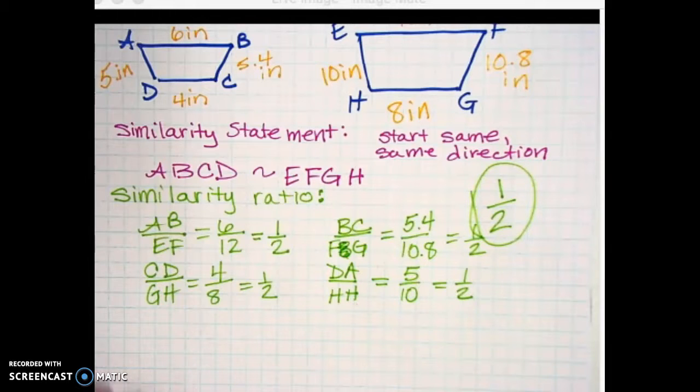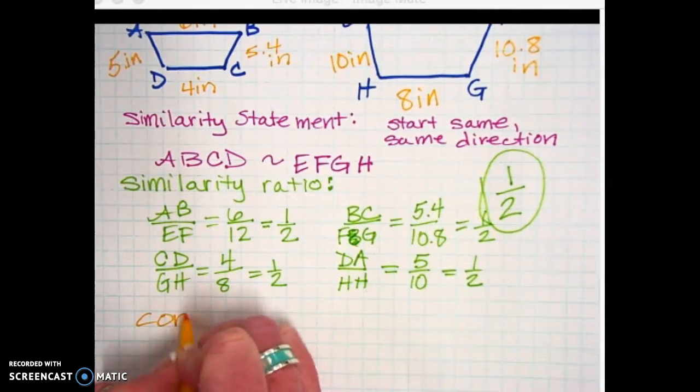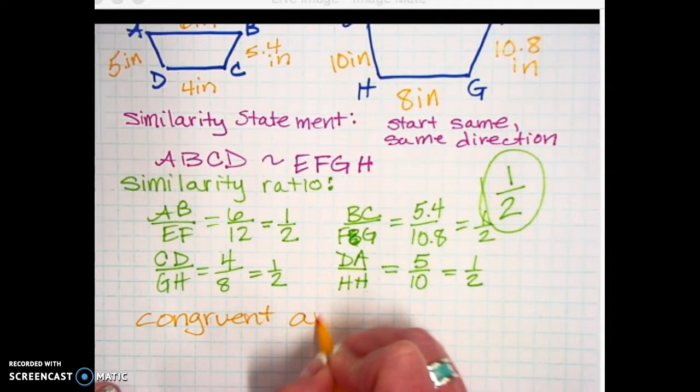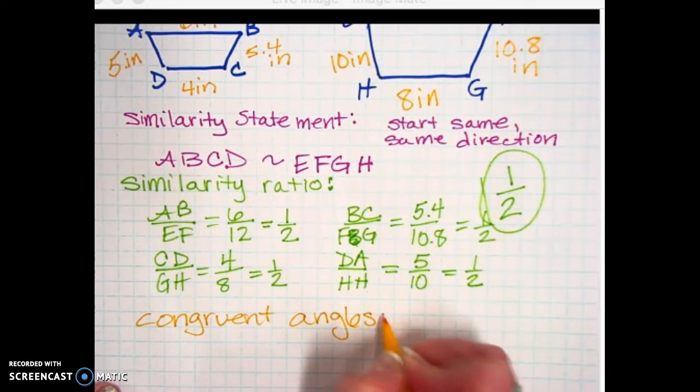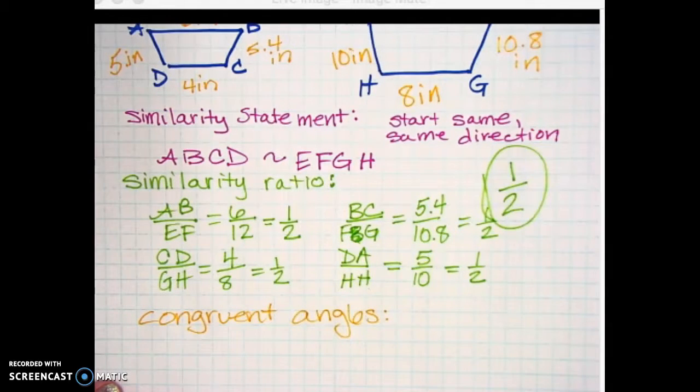So on similar polygons, you're also going to have congruent angles. While the sides are going to be proportional and they're going to have that ratio, the angles are going to be congruent because it's just shrunk, but the angle size is going to stay the same.